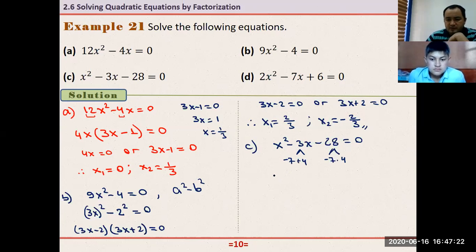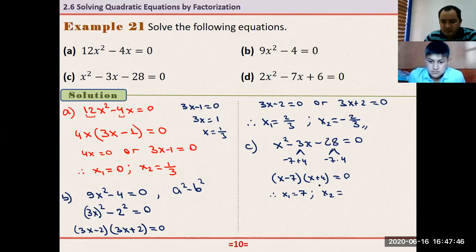So now I can factorize it. Here we have x minus 7 and x plus 4, and that is equal to 0. Now, without using this step, I can write the answer directly, because you should be able to see that this is equal to 0 when x equals 7, because 7 minus 7 equals 0. The second root is when x equals negative 4, because negative 4 plus 4 equals 0. So this equation has two roots: 7 and negative 4.